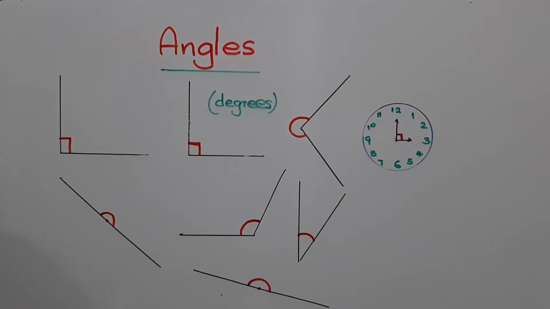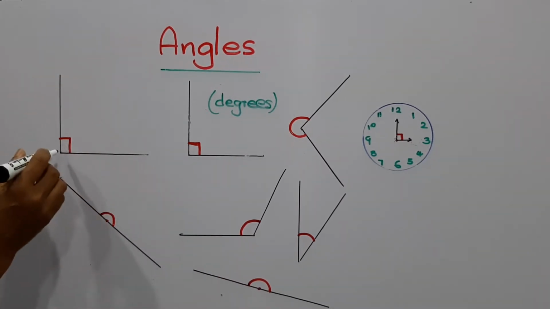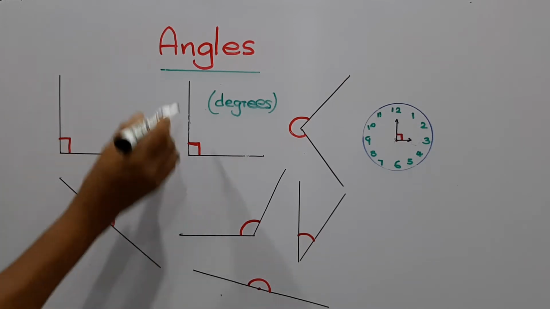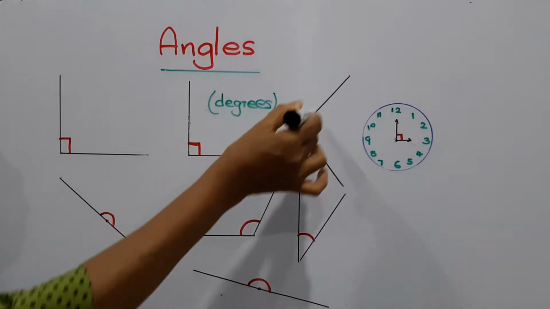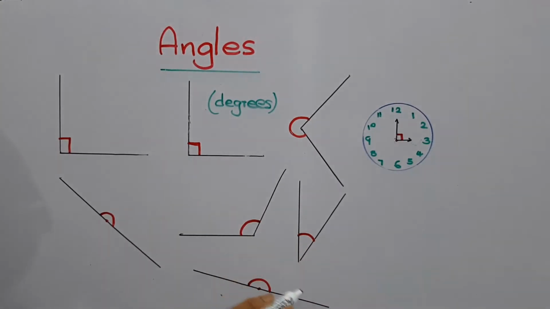Today our lesson is angles. Now look at the board. When two straight lines are joined together, the joining point makes an angle. Look at here. See, two straight lines joined together make an angle, right?